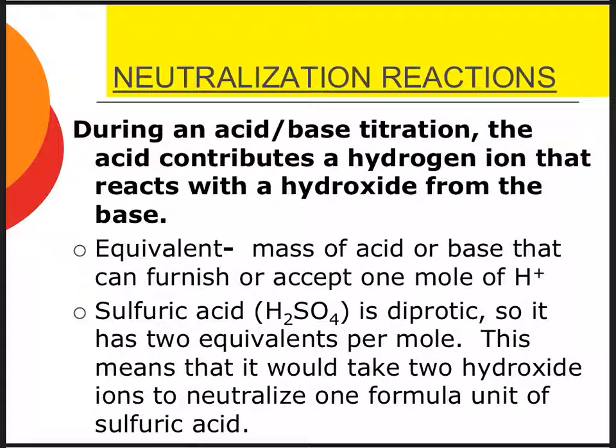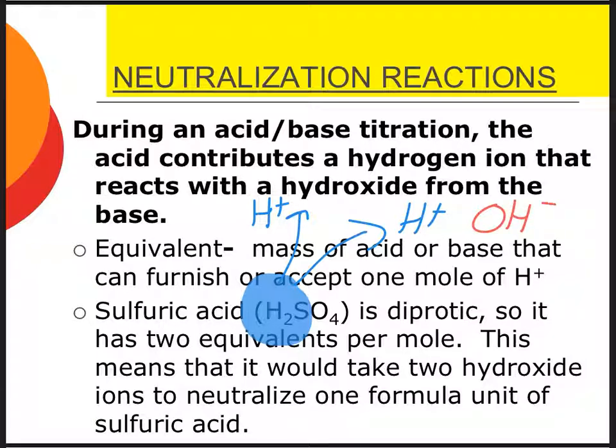So let's see if I can draw this on here. So H2SO4 has 2 equivalents of hydrogen, right? We are going to be able to get rid of not only 1, but 2 H+ ions. So we would say that it has 2 equivalents per mole. This means that it's going to take 2 hydroxide ions to cancel these out. So it would take 2 equivalents to cancel, or what we call here in this unit, neutralize.